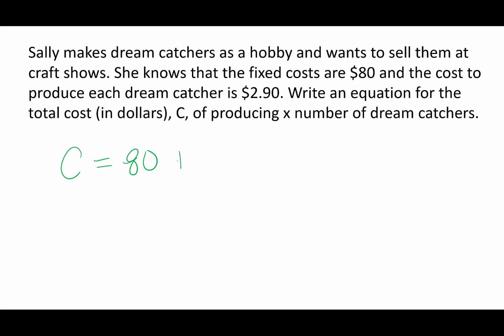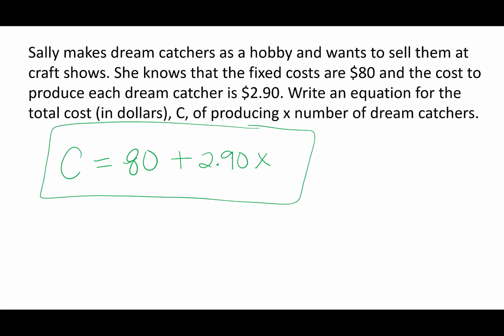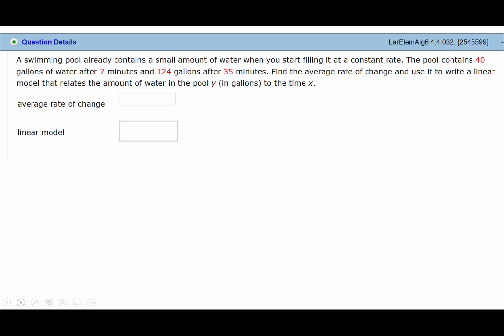And so the next part of the equation is to add 2.90 times x, which is the number of dream catchers. And so from here, if the question continued on and said how much would it cost to make 5 dream catchers, you would substitute 5 for x and figure out the total cost. But it didn't ask us to do that. It asked us just to find a generic equation. And so the final answer is C equals 80 plus 2.9x. Okay, there's one more to work out on this video.